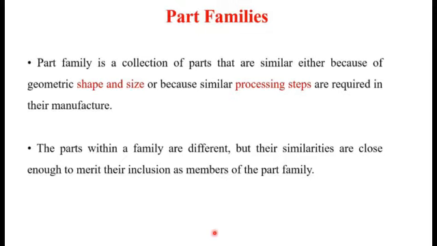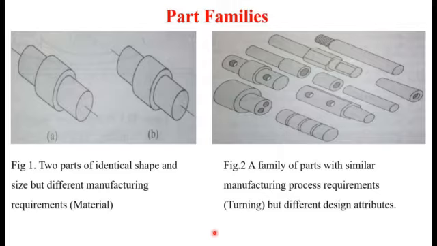So as we have seen earlier, according to their geometries, size and shape, or their materials, or again we can say their manufacturing processes required, this similarity is considered, and they are formed into different families. The parts within a family are different, but their similarities are close enough to merit their inclusion as a member of their part family. We will see this here in detail.